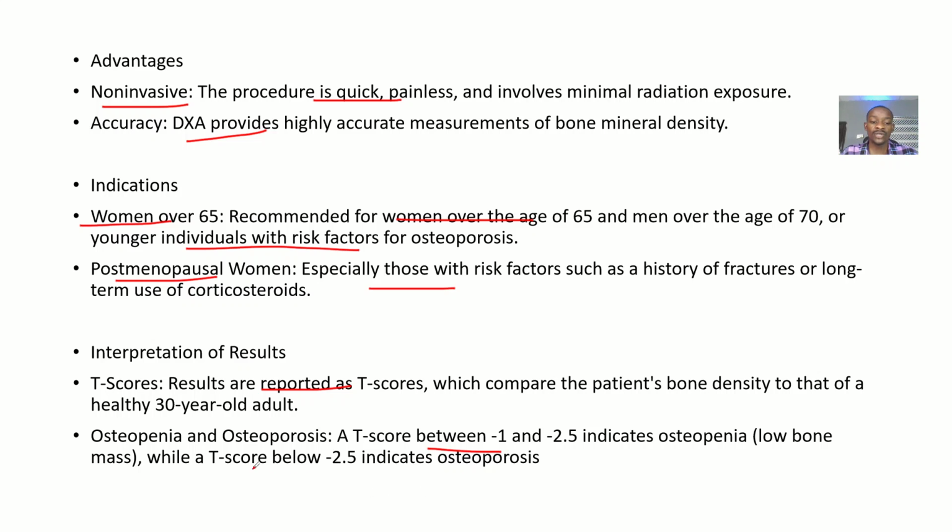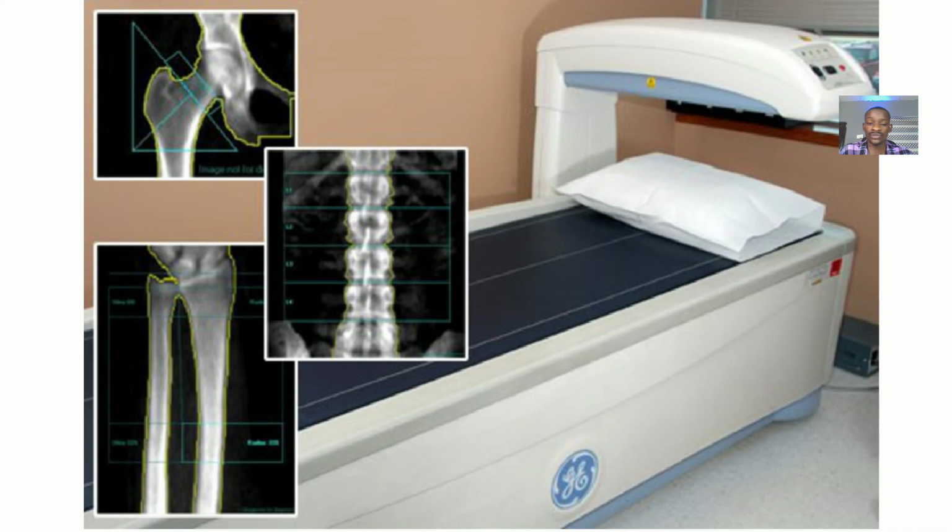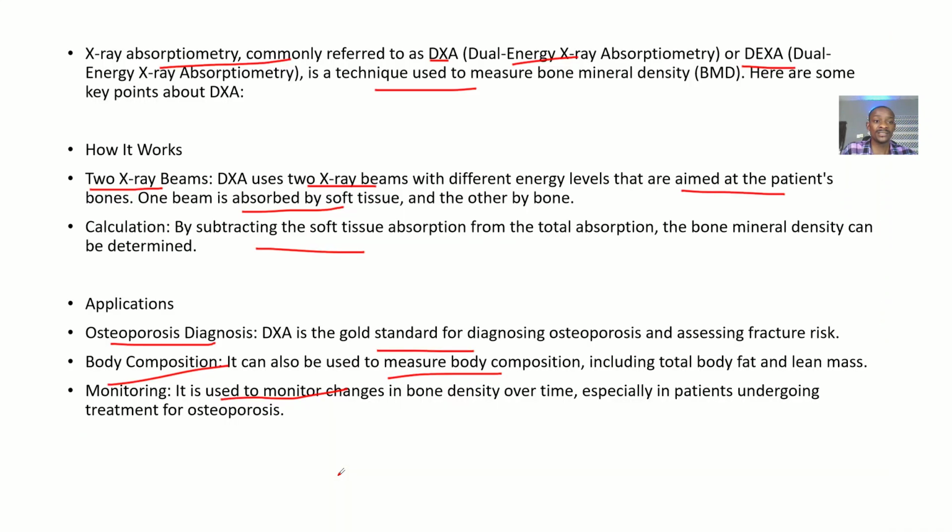While if you have a T-score that is below -2.5, it indicates that the density has been lost so much that it's now tilting towards osteoporosis. So on that basis, that's what the concept of X-ray absorptiometry simply means.